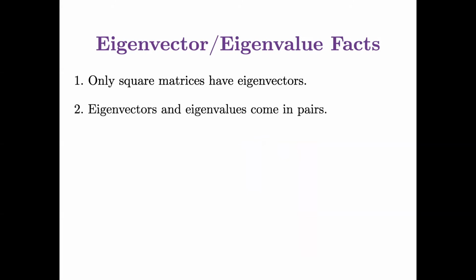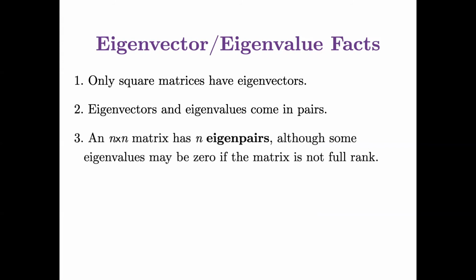Eigenvectors and eigenvalues come in pairs. An n by n matrix has n eigenpairs, although some eigenvalues may be 0 if the matrix is not full rank. We'll talk more carefully about this third fact in a minute.